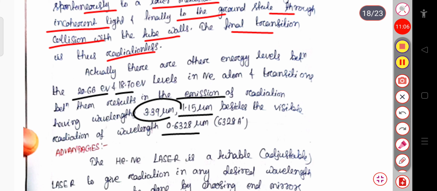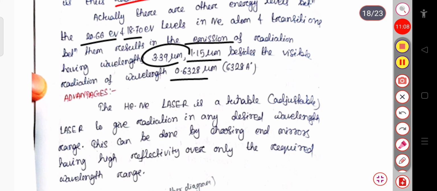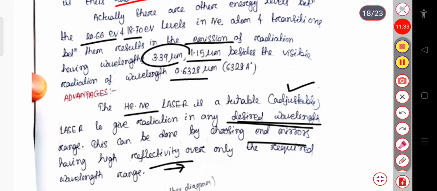So what are the advantages? The helium neon laser is tunable, meaning adjustable, to give radiation in any desired wavelength range. Okay, this is an advantage of the helium neon laser, and this can be done by choosing end mirrors having high reflectivity over only the required wavelength range. And also, another advantage is it will give a continuous laser beam rather than a pulsed one.